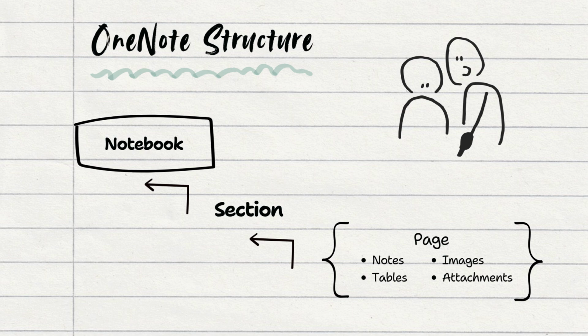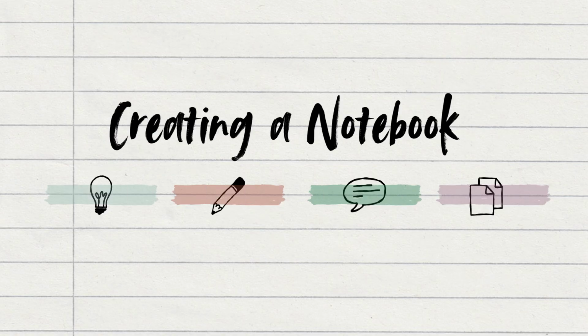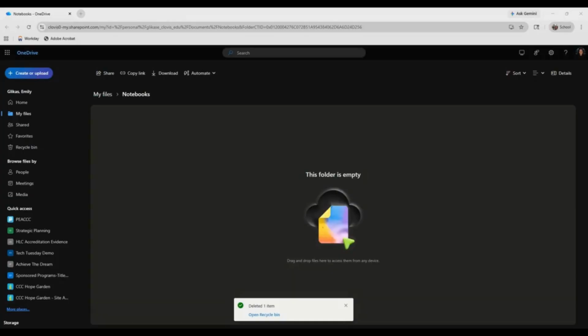The way OneNote is organized, each notebook has the ability to create sections, and each section can contain pages that hold a variety of information. I like to think of it as a notebook being the binder, each section being a divider, and each page being a page of notes.